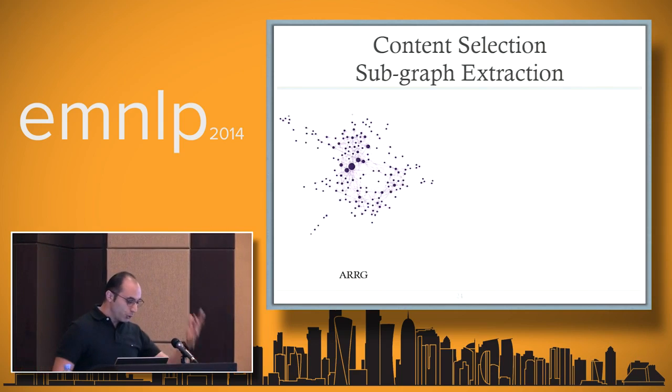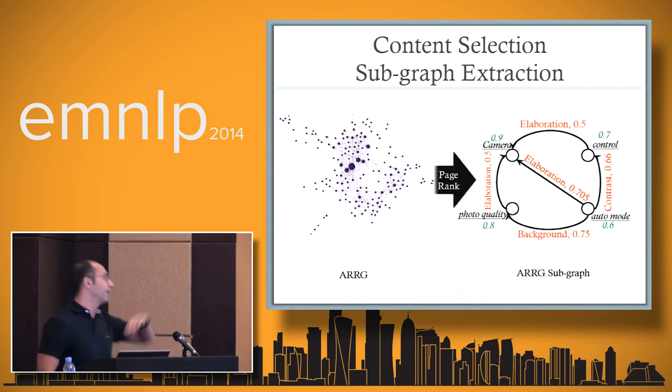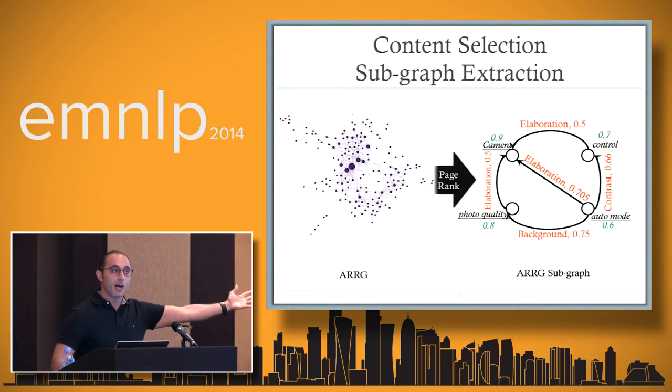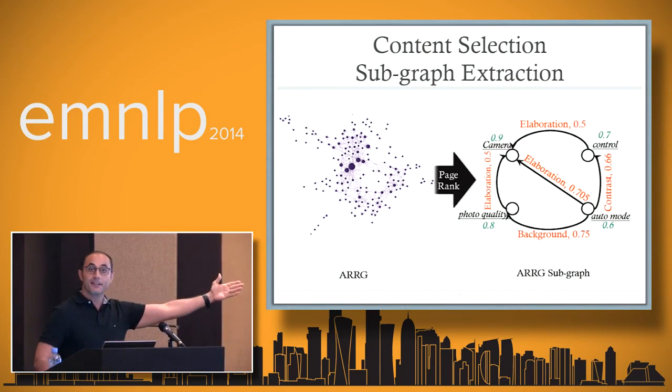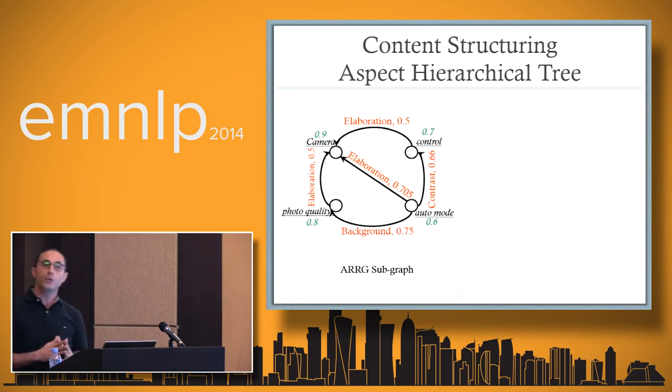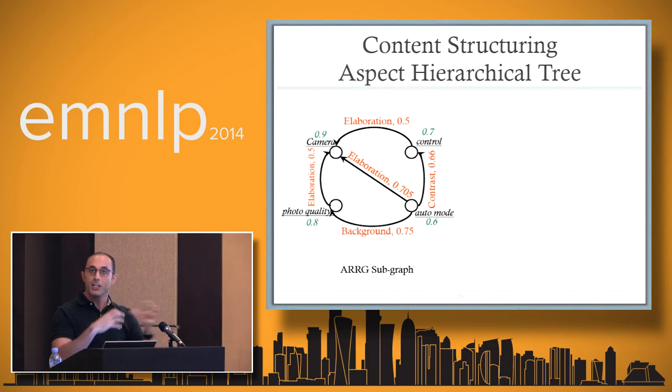A common approach to such a problem is PageRank. We run PageRank, and what we extract is a subgraph. This subgraph shows us the important aspects and heavy relations or associations between the aspects. We have this subgraph that we extracted. So what we want to do is navigate over these aspects. At the same time, we want to know the hierarchical relations of these aspects.